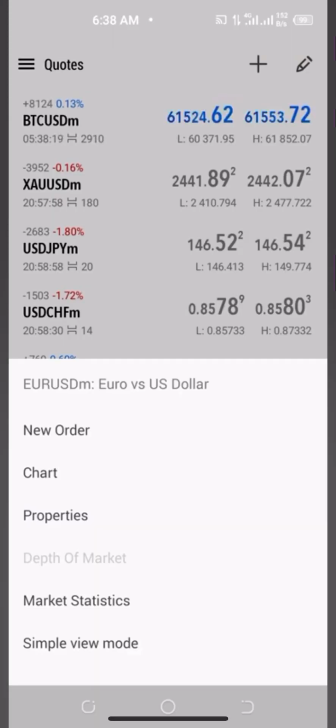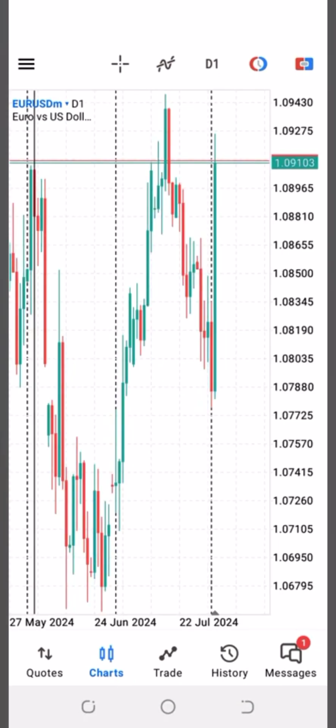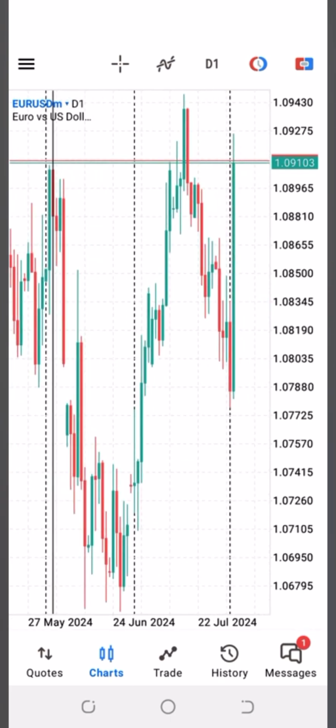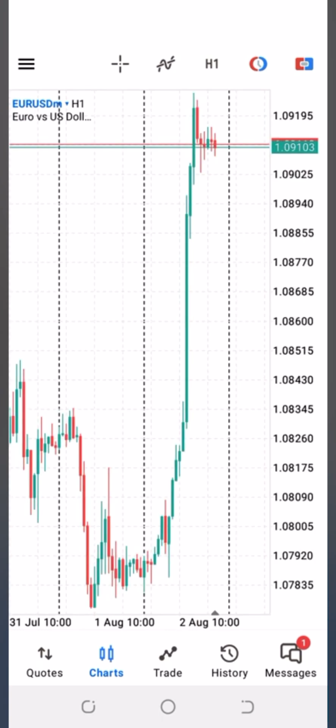When I click on the Euro USD, from the chart option, it takes you to the charts to see how the particular instrument is behaving. So for example, if I click on it, it's going to show me the chart of Euro USD. This is how Euro USD has been behaving. So this is the daily chart. Of course I can change the time frame. This is the 4 hour chart and this is the 1 hour chart.